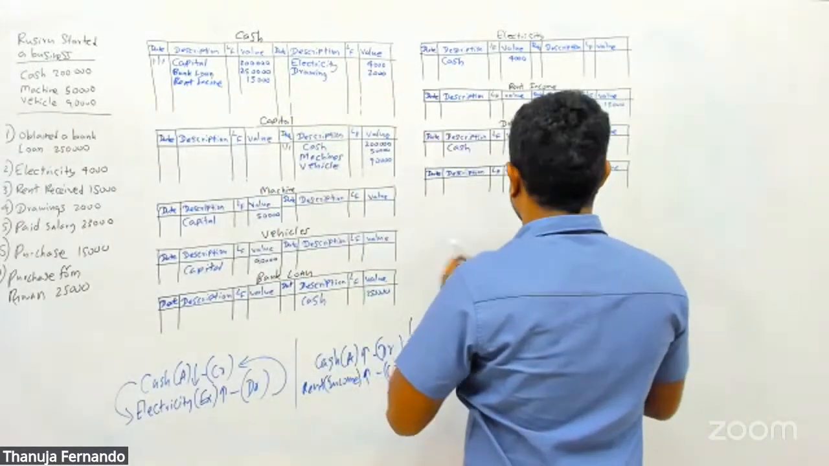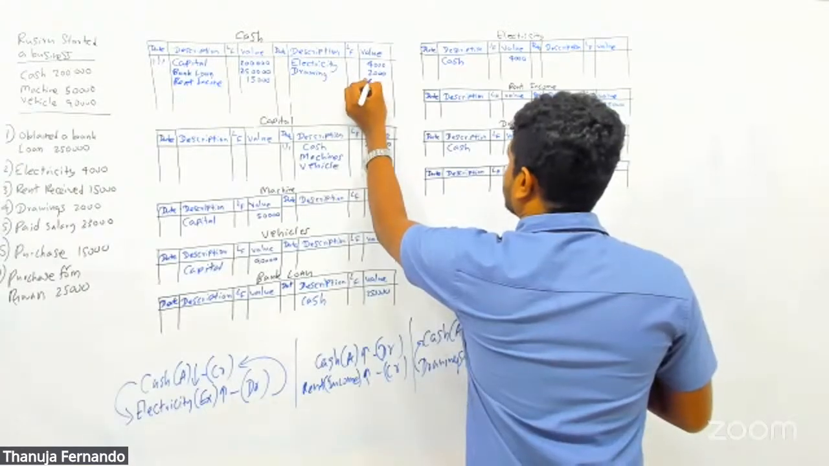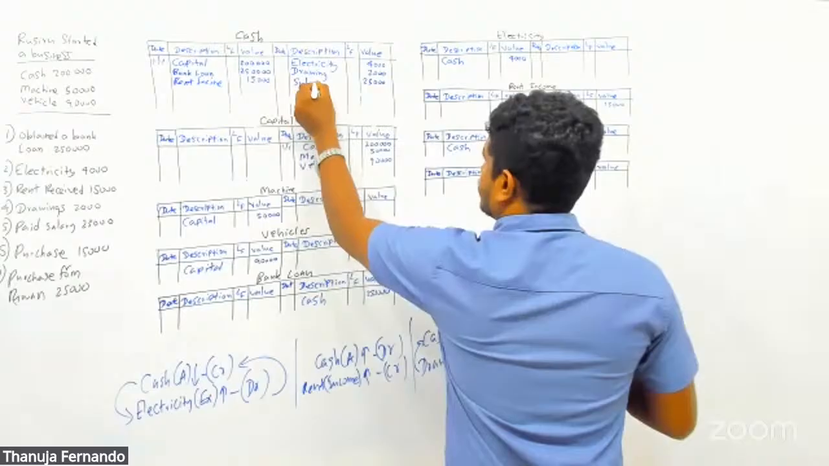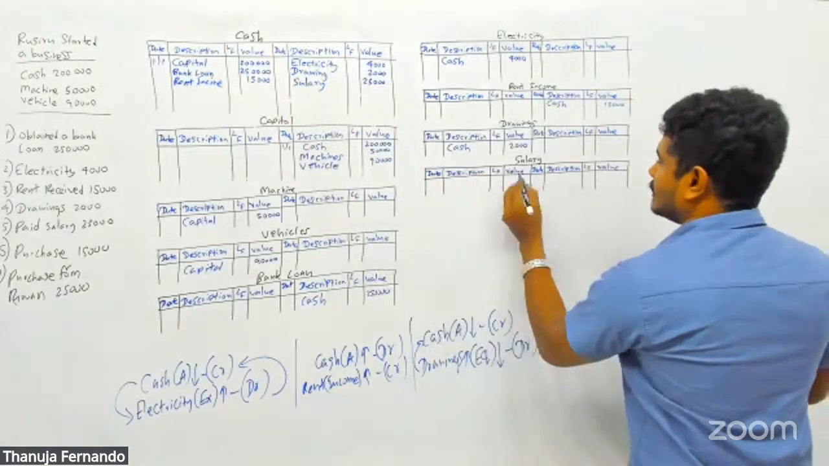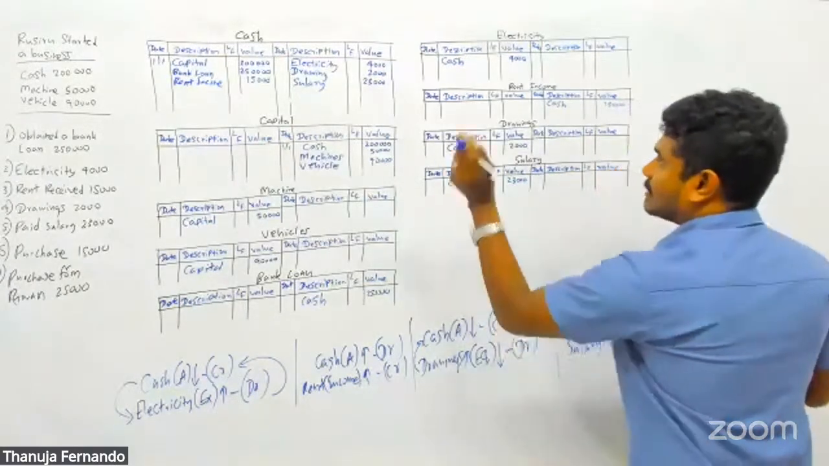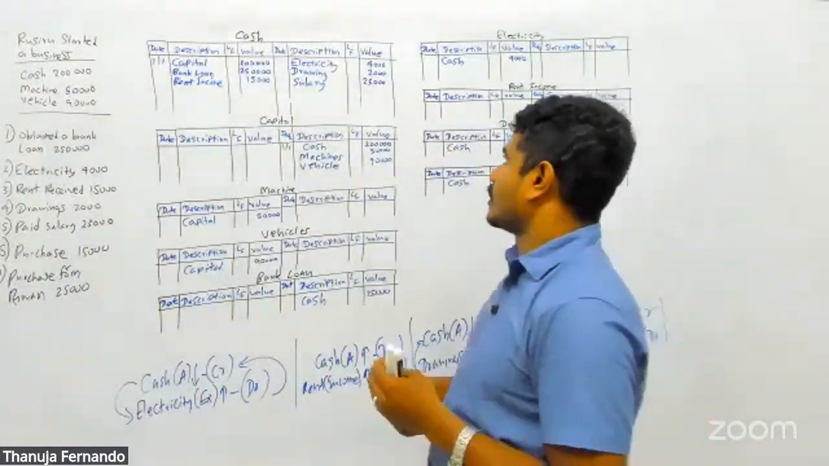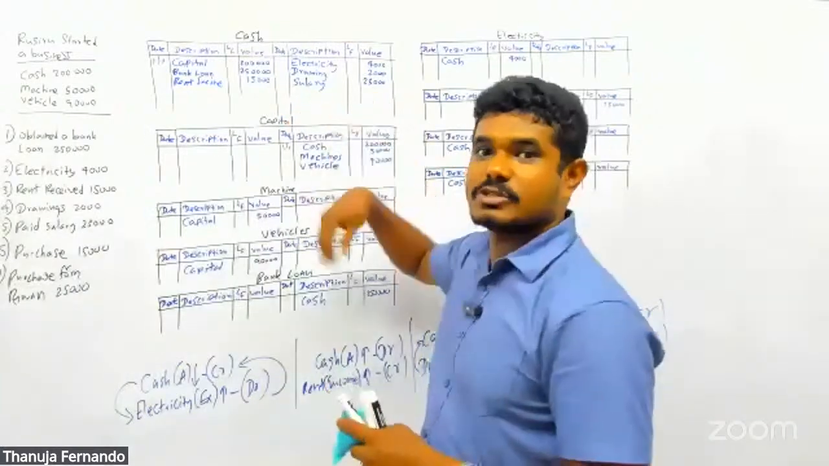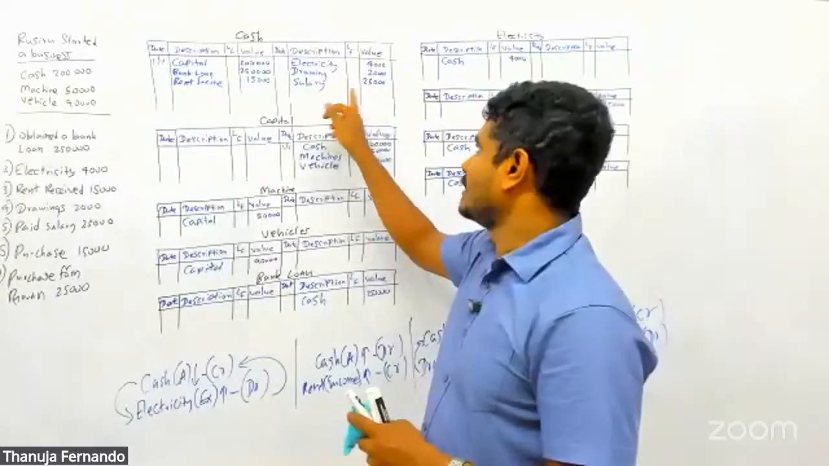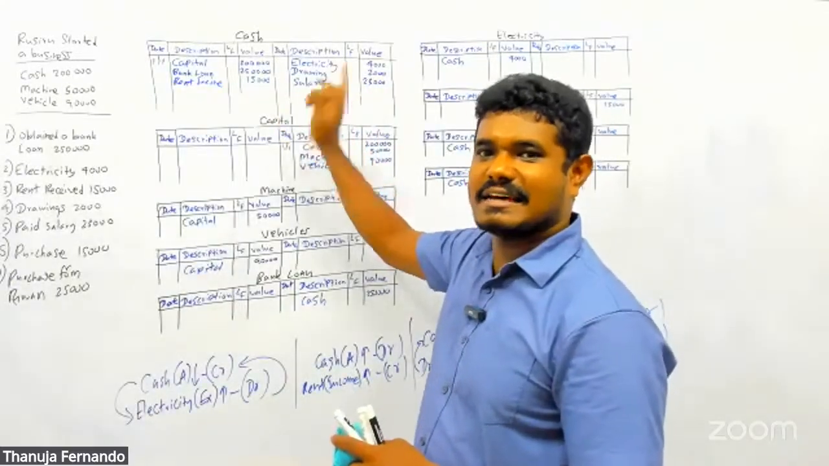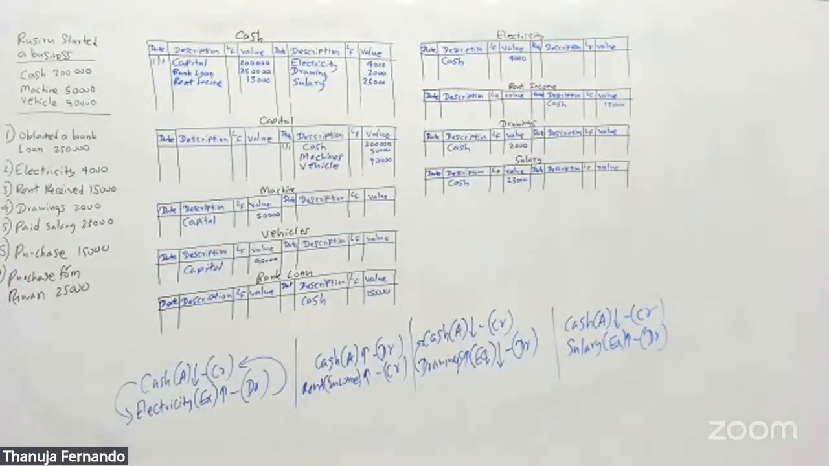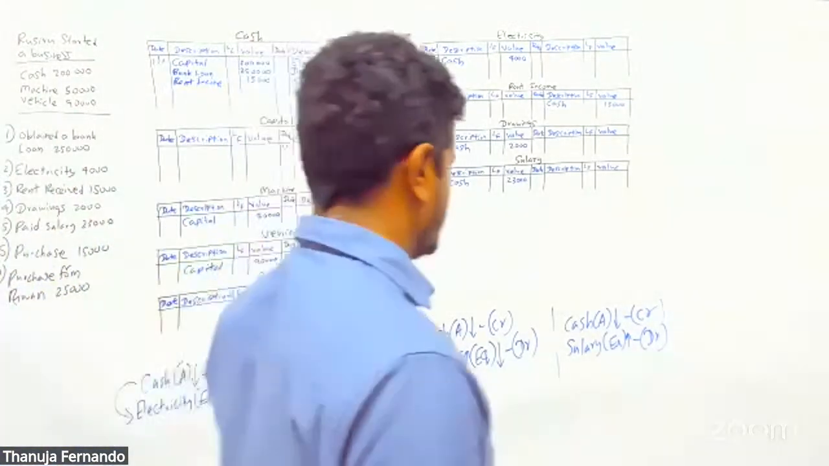23,000 as salary. Then salary account debit 23,000 as cash, right? So when we see this, okay, cash account credit, it means cash decreased. It means we have paid for something. We have paid salary. In the description we can see salary. It means we have paid salaries, right? So this is how we record these kind of things, right?